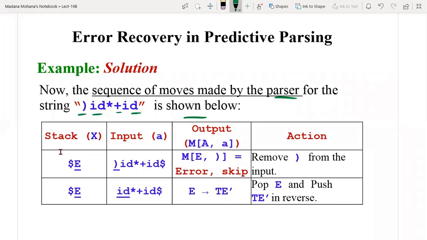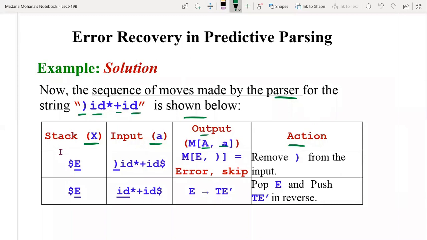Wherever the sync occurs, see the action. Here for the stack we consider capital X, input small a, then the output is the table entry M of variable X comma terminal a. Then the action: action means push, pop, or matching as per the parsing algorithm.